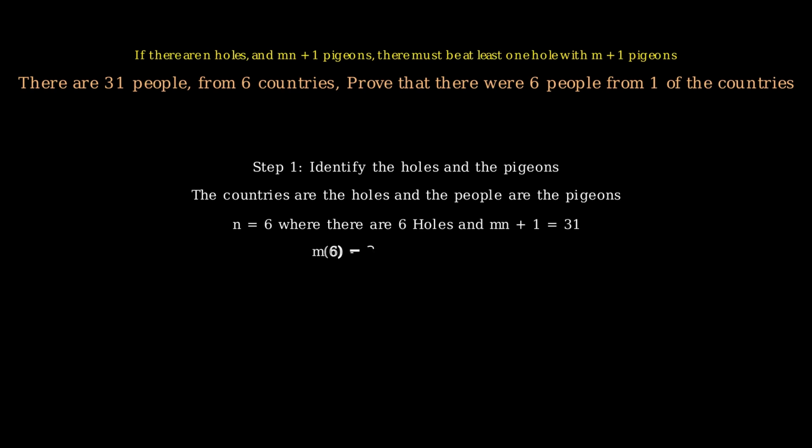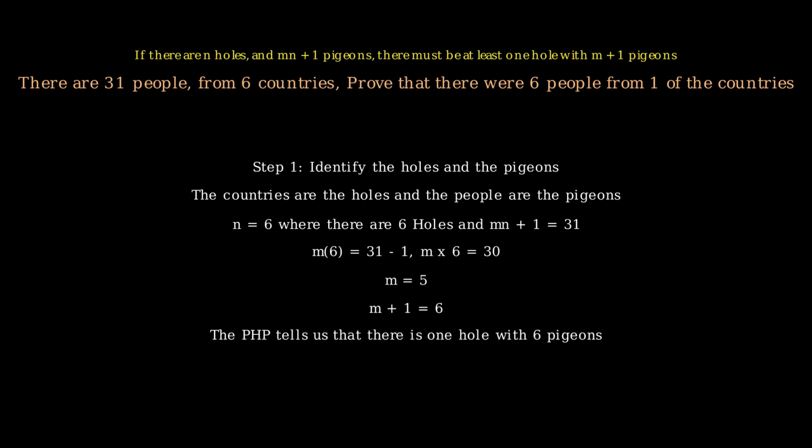Let's replace the n with 6 and shift the plus 1 to the other side. We get m times 6 is 31 minus 1. That is m times 6 is equal to 30. Dividing 6 from both sides, we get m is equal to 5. That means that m plus 1 is equal to 6. The PHP tells us that there is one hole with 6 pigeons, and we are done.